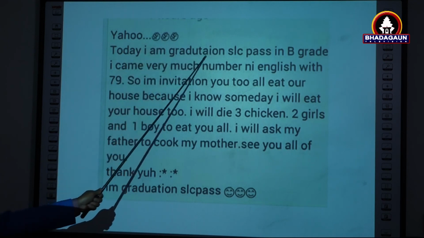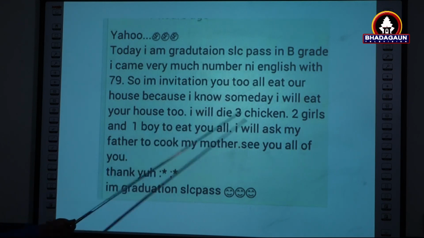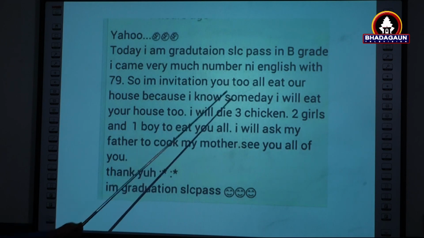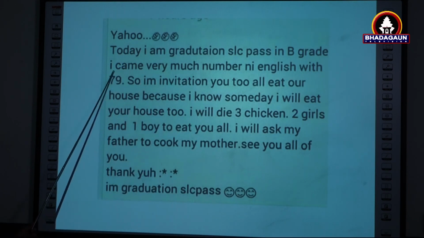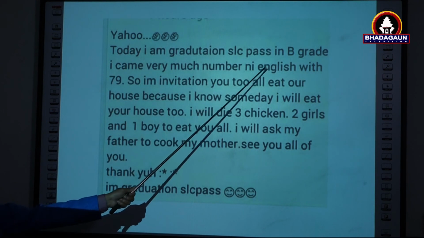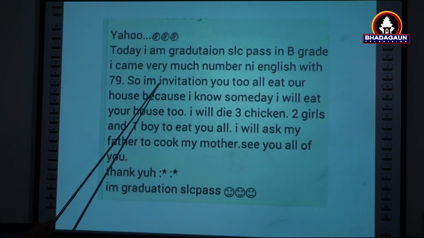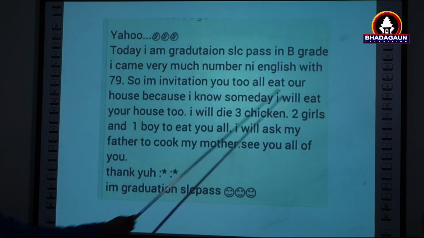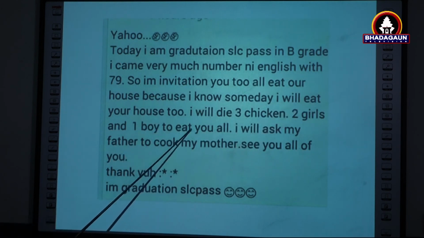Today I am graduation SLC pass in B grade. See the student who has passed SLC in B grade. See the English. Hope we will not have such type of English who obtained B grade in upcoming SE. I came very much number in English, knee English, right, with 79. This is very unlucky student. 79, 80, if he obtained 80, it will be A grade, right? So I am invitation you to all eat our house, because I know someday I will eat your house too. I will die 3 chicken, 2 girls and 1 boy.